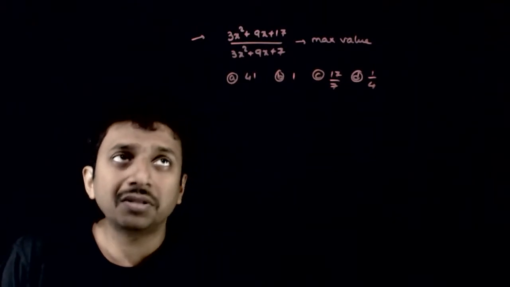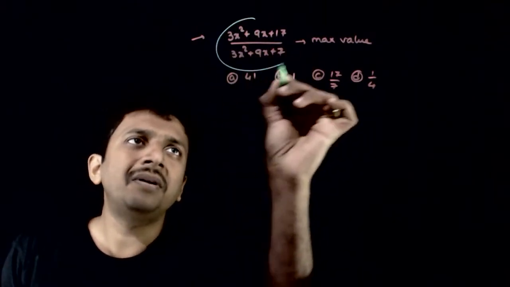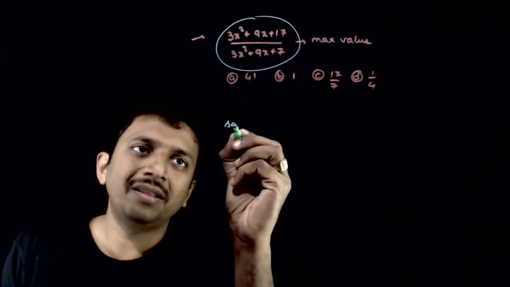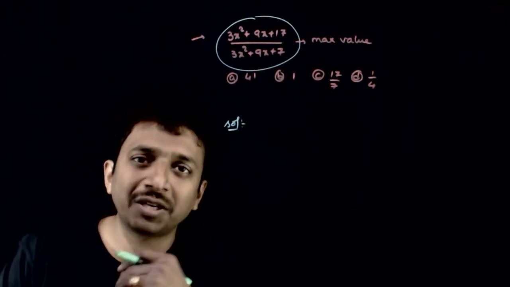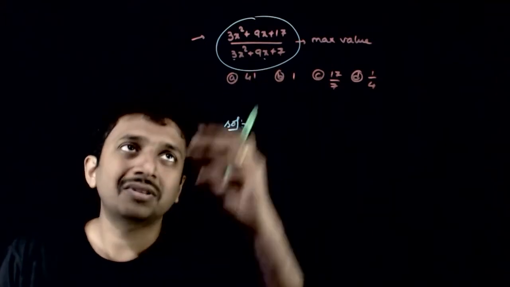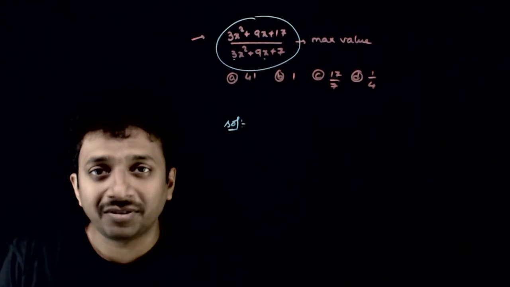So welcome students. In this question you're asked to find the maximum value of this expression. So how do you find the maximum value of this expression? If you see the expression clearly, 3x square 9x, 3x square 9x. So the quadratic and linear terms are common in this.